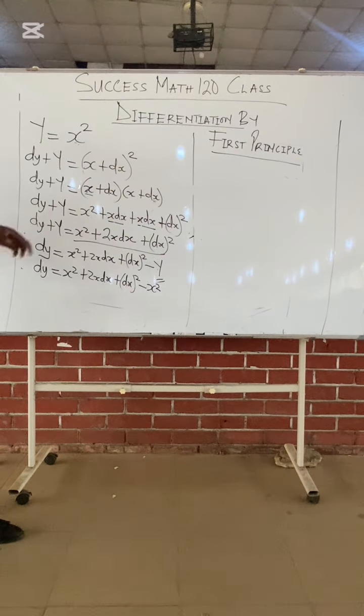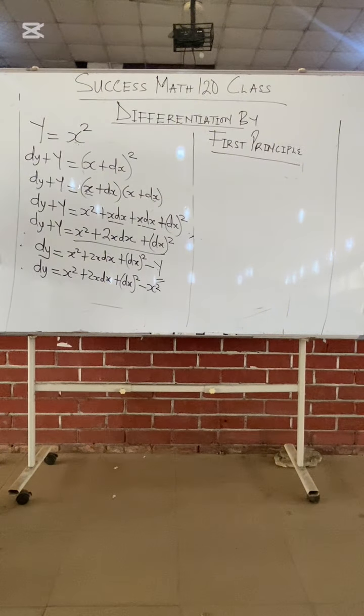I don't want to say it in the rule as "substitute for y as x squared" because not all questions will have y equals x squared. If not, I would say substitute for y as x squared because y equals x squared allows us to remove y and put x squared. But it's not every time we will have that question. It could be y equals x cubed. It could be y equals 3x squared plus this. So substitute for y as the function.